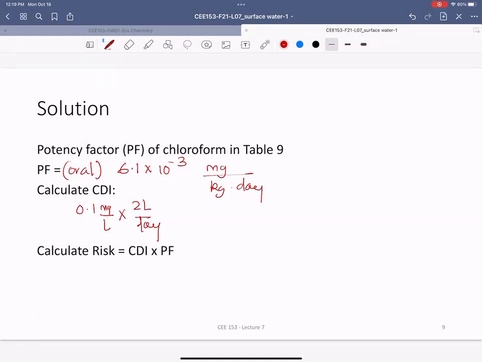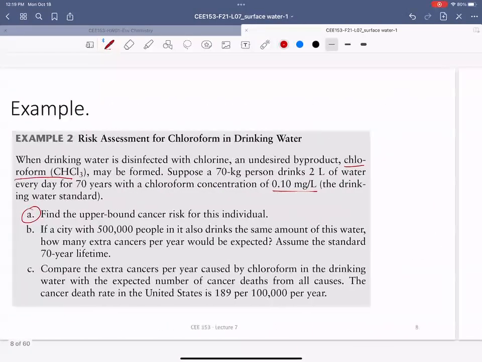So chronic daily intake. Daily intake means how much amount you receive per day. If you do that one, it becomes 2 multiplied by 0.1. So that means you are drinking 0.2 milligram of chloroform per day. So now that's the CDI, okay? Chronic daily intake. And then, hold on, so CDI, that's right.